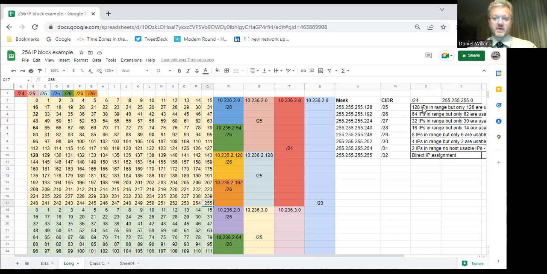But also keep in mind that even though the number of IPs per network is getting cut in half, the number of networks we have to use is doubling. So the IPs per network is cut in half, but the number of networks is doubling. We go from 1 network at /24 to 2 networks at /25. We go to 4 networks at /26, but once again we have half of the IPs each time.